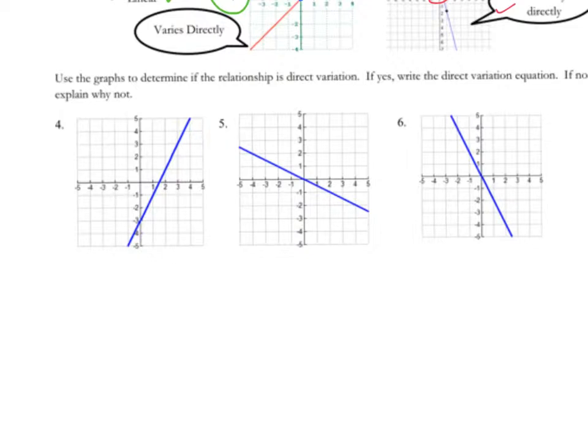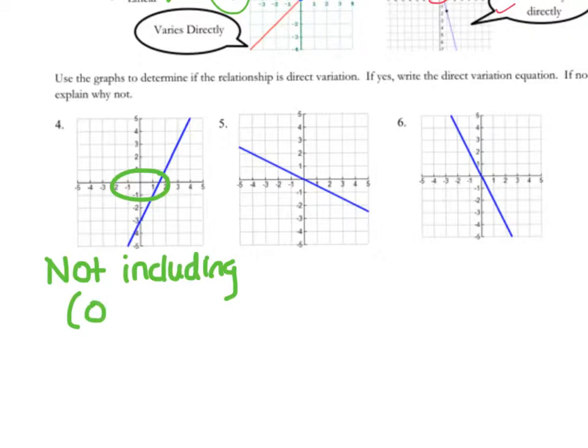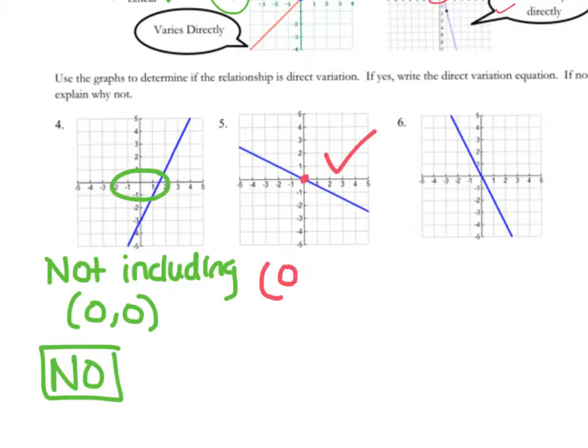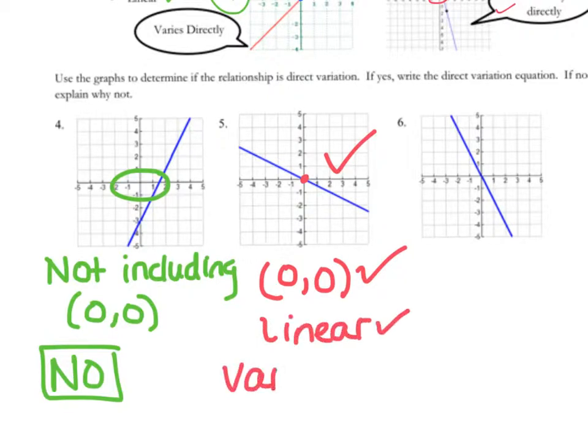Right away, I'm looking at the first one. Does not go through 0, 0. So this one's a no. Does not vary directly. Second one, yes, it goes through 0, 0. And it's linear. So this varies directly, or it is a direct variation.